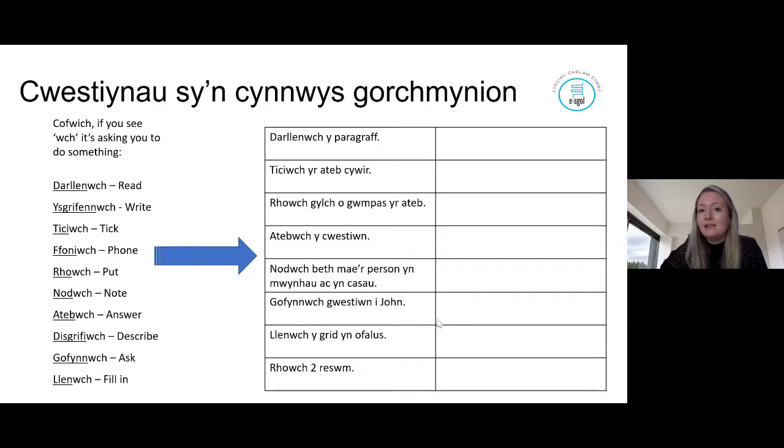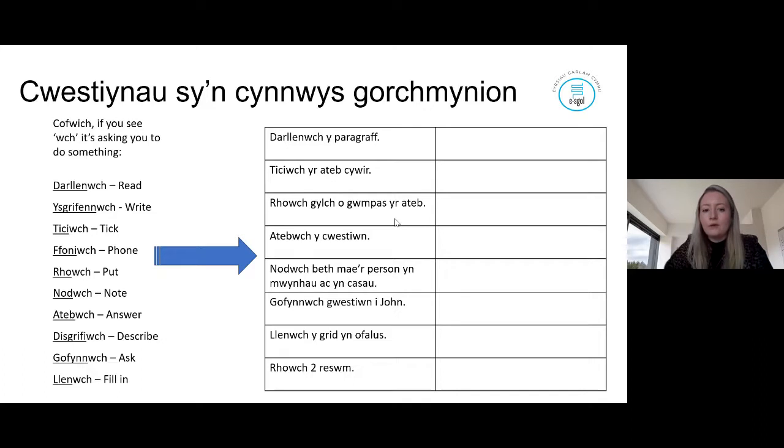Llenwch y grid yn ofalus. Fill in the grid yn ofalus, carefully. And rhowch ddau reswm, which you will see when you have five mark questions. Cwestiynau pump mark, give two reasons. So they're expecting two separate reasons, okay? And not just listing, but separate reasons completely, separate sentences.